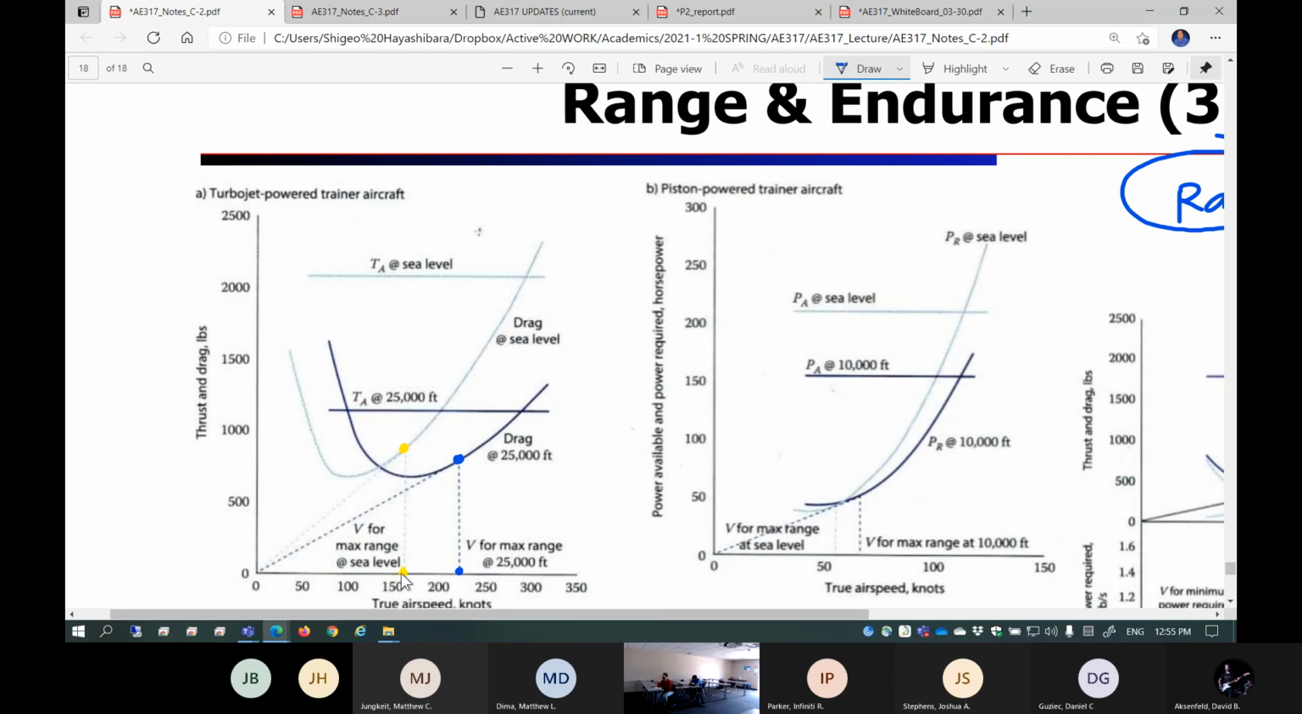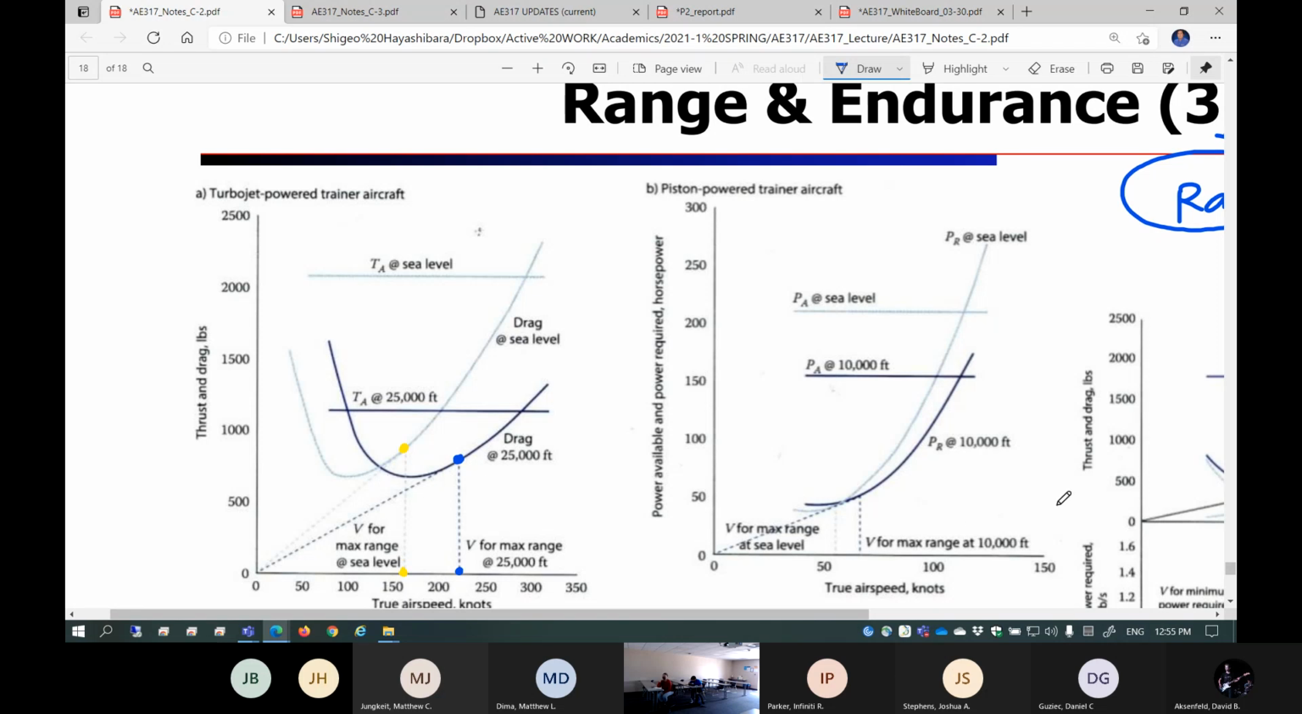Because in this case, at sea level, you can only fly 160-ish. At 25,000 feet, you can fly 220, I don't know. How much percent increase of range can you expect? Wow, quite a bit. Not quite double, but I don't know, 170% increase of range because you fly faster.